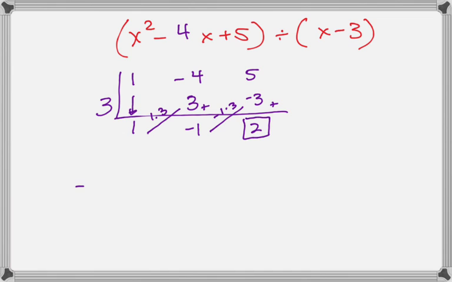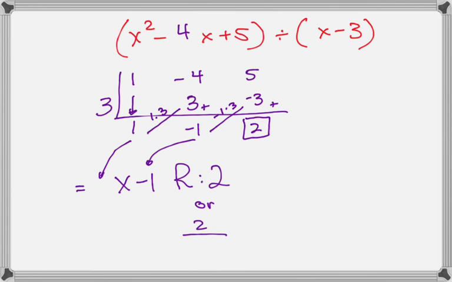How do we write the answer now in terms of x? X squared, x minus 1. So the 1 goes here, this -1 comes here, with a remainder of 2. And you can just write it like that, or you can write 2 over x minus 3. You're allowed to do that as well. Okay, that's called synthetic division. If you're watching this tomorrow, stop the recording right here and do the same problem again.